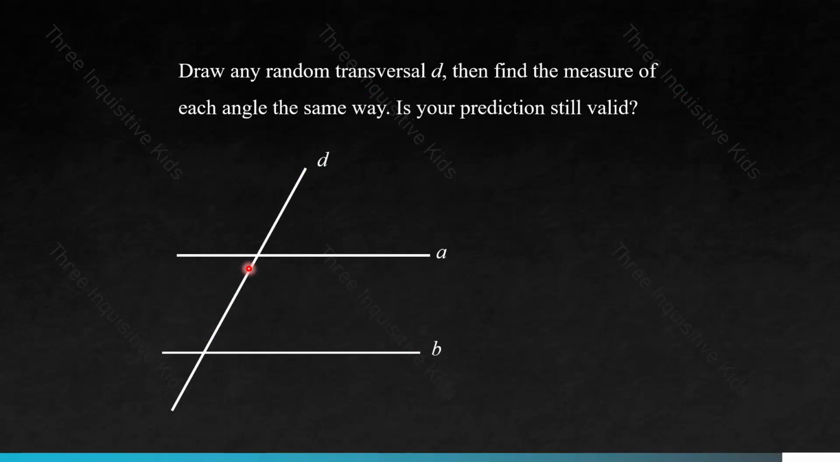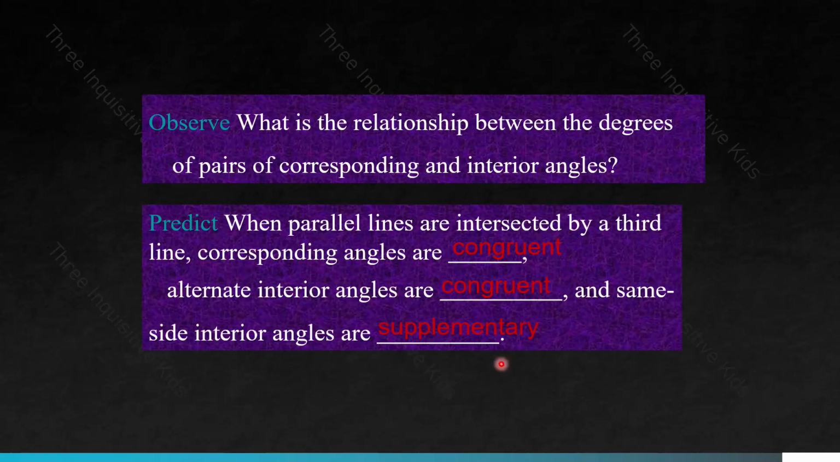Draw any random transversal D, then find the measure of each angle the same way. Is your prediction still valid? What we're essentially doing is just changing the measure of that first angle that you gave a measurement to. So say for angle 1, if at first you gave it 30 degrees, now try 45 degrees, 90 degrees, 65 degrees. Try different degrees like that and see if this prediction right here is still true. Again, pause the video and test it out by yourself.